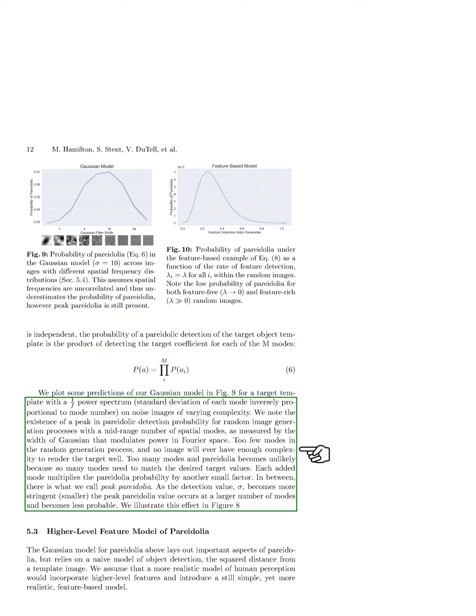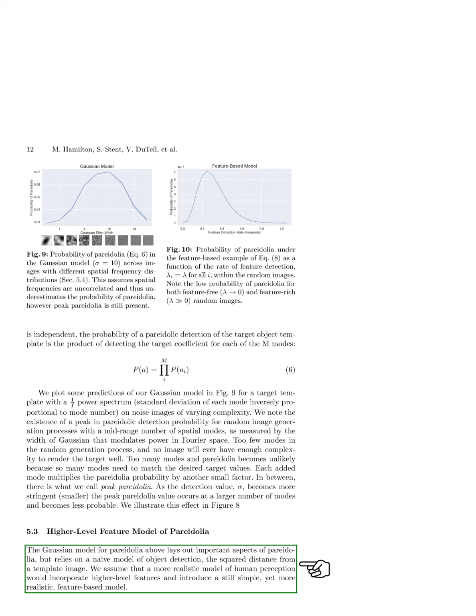Our predictions indicate that there is a peak in pareidolic detection probability for random image generation processes with a moderate number of spatial modes. Too few modes result in insufficient complexity, while too many modes make pareidolia unlikely due to the need for many modes to match the target values.